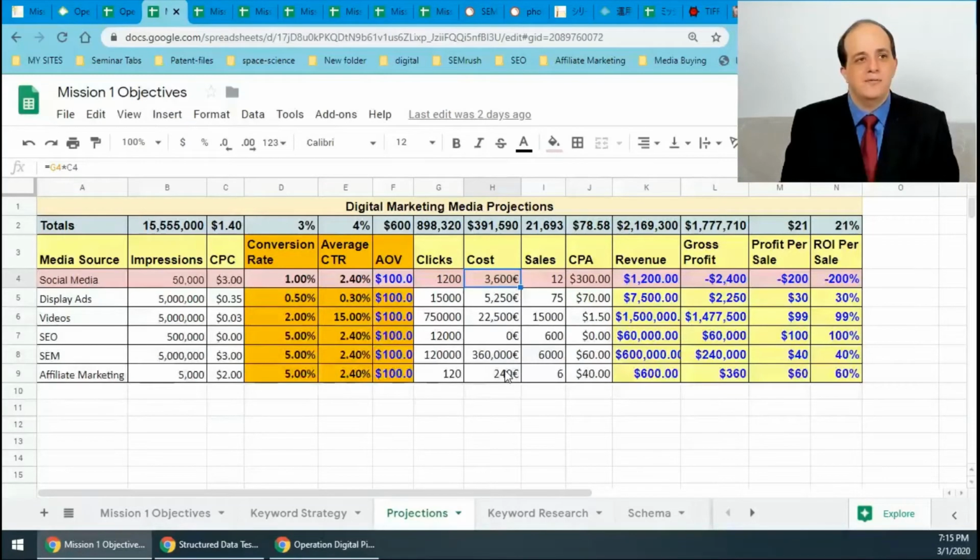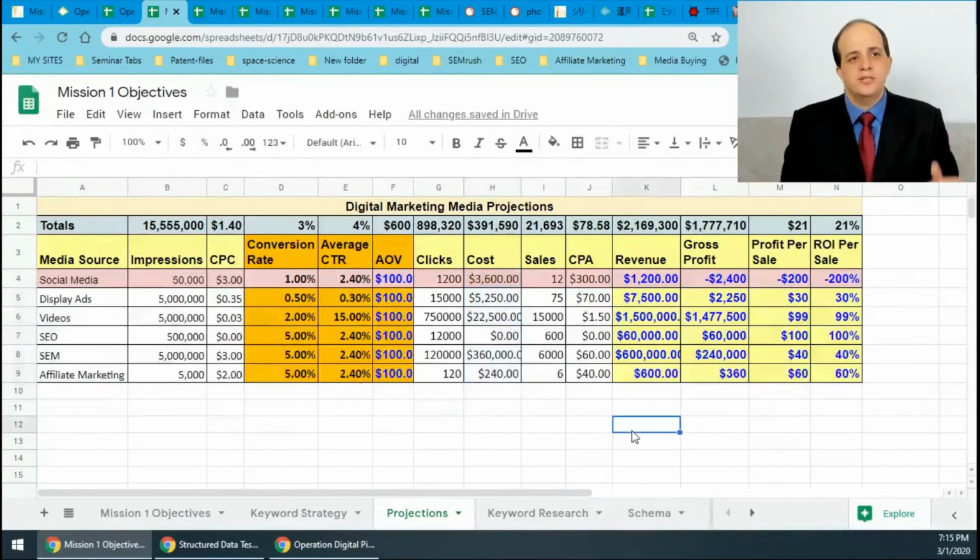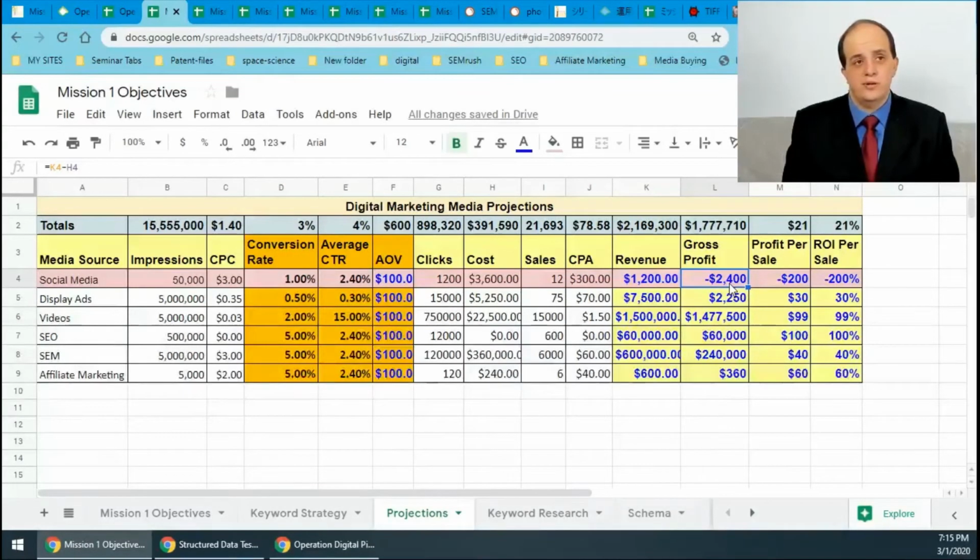Sorry, I forgot to change the currency on that. There we go, that's better. So you'll be spending $3,600, but you're only going to make $1,200 in revenue, and therefore you're going to lose $2,400. That's not good. So social media, LinkedIn, pay-per-click is probably not going to be a media source for this particular client, as an example.